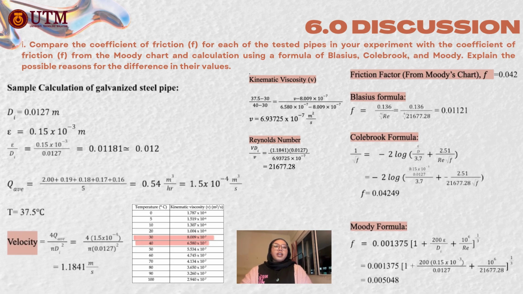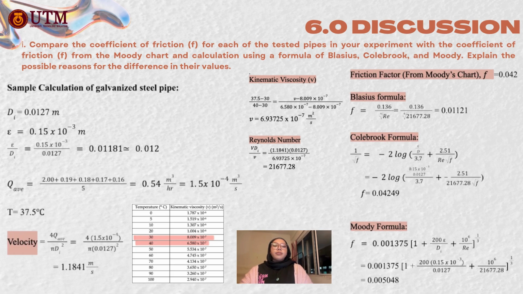Plotting it from the Moody's chart, the value of F, we get 0.042. And then we're going to calculate the value of F using all the formulas. By substituting in the Blasius's formula, we're going to get F equal to 0.01121, while the Colebrook formula, we're going to get F equal to 0.04249.